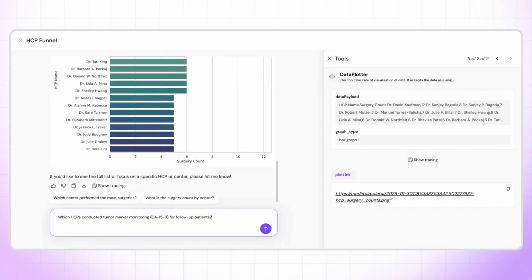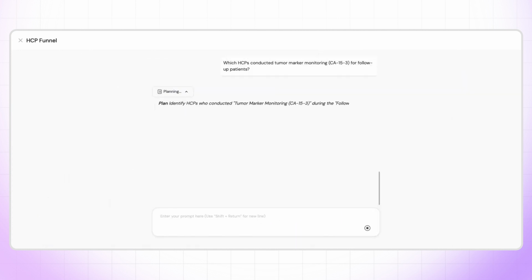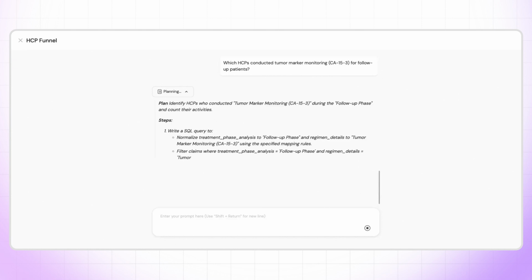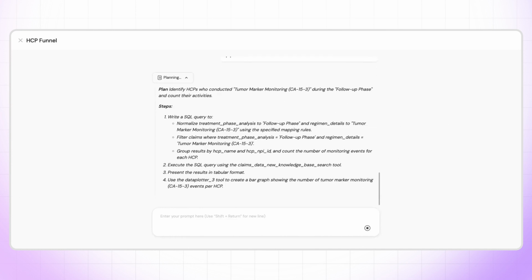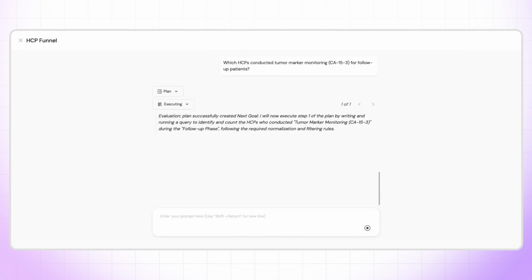Which HCP conducted tumor marker monitoring CA15-3 for follow-up patients? So here it is clearly laying out the plan. It identifies HCPs who had conducted tumor marker monitoring. There are steps that it is doing: writing a SQL query to normalize data, filtering the information, and then followed by giving the information in a human readable format, visualization.